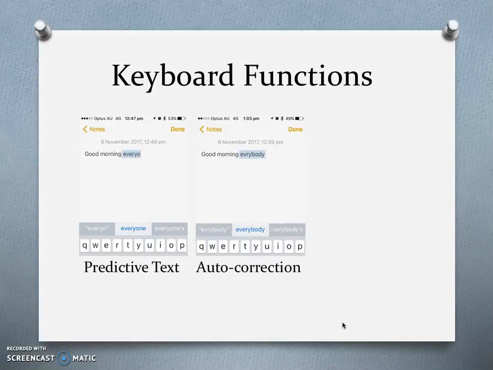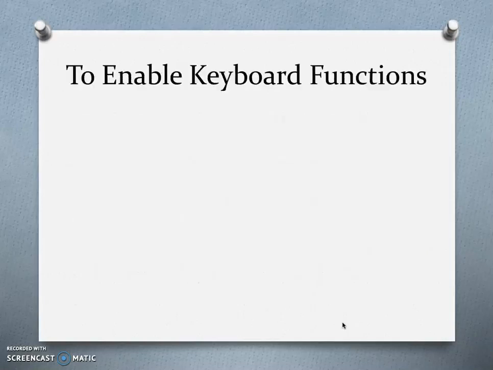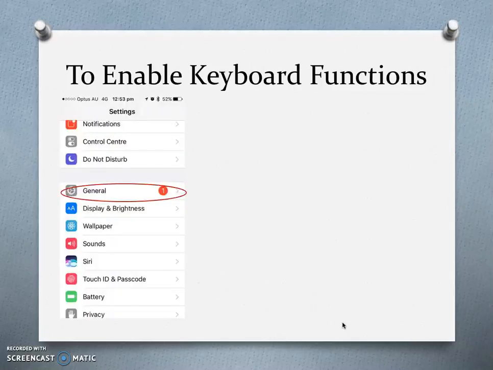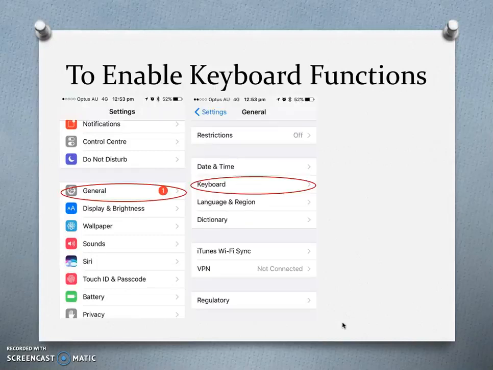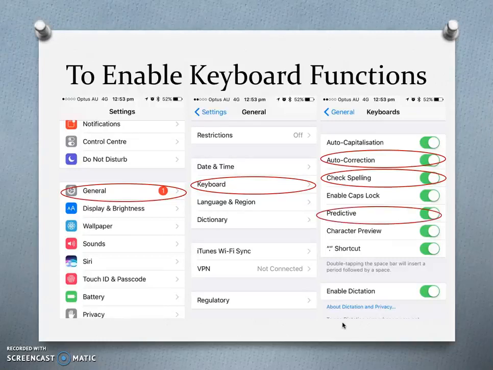Autocorrection changes a word that's been misspelled to the correct spelling of that word. Check spelling highlights a word that's been incorrectly spelled in red. If the child clicks on the word, the iPad will recommend alternative spellings. To enable keyboard functions, follow similar steps to enabling dictation and screen reader. First, click on General. From here, click on Keyboard, and then select the functions that you would like to enable. The 3 we've discussed are autocorrection, check spelling, and predictive.